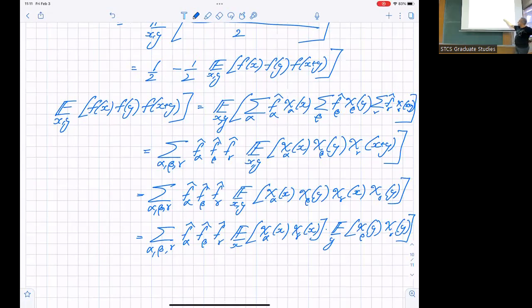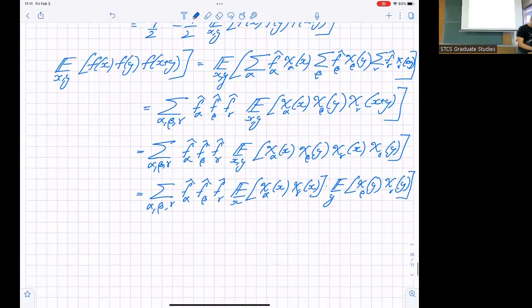But now what is this? This is basically the inner product between chi alpha and chi gamma. What is it? It is 0 if alpha is not equal to gamma. Similarly, if beta is not equal to gamma, this is 0. Therefore, the only time this will be nonzero is if alpha equals beta equals gamma. Therefore, this triple summation will collapse to a single summation.